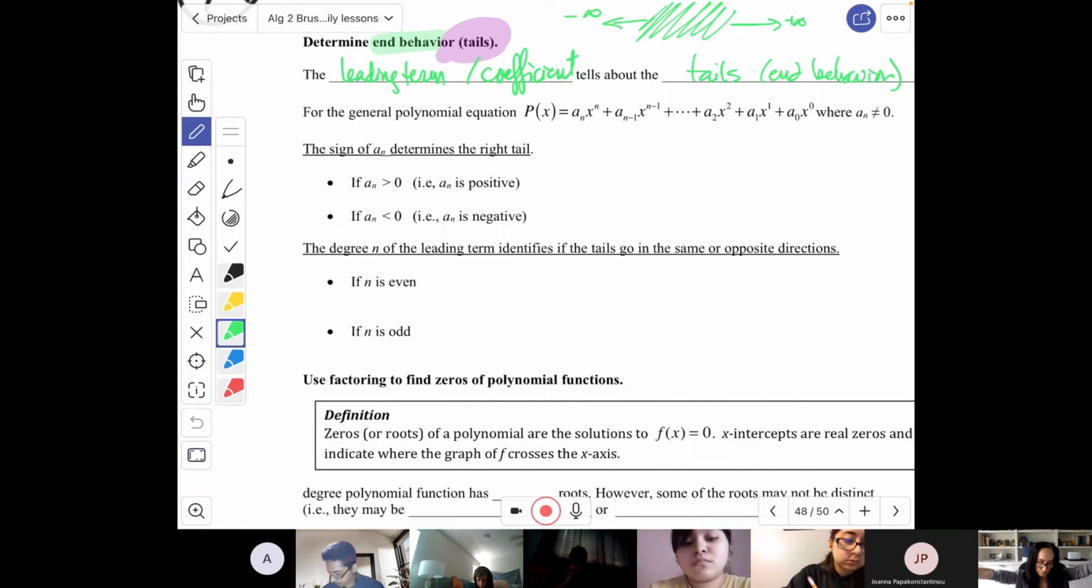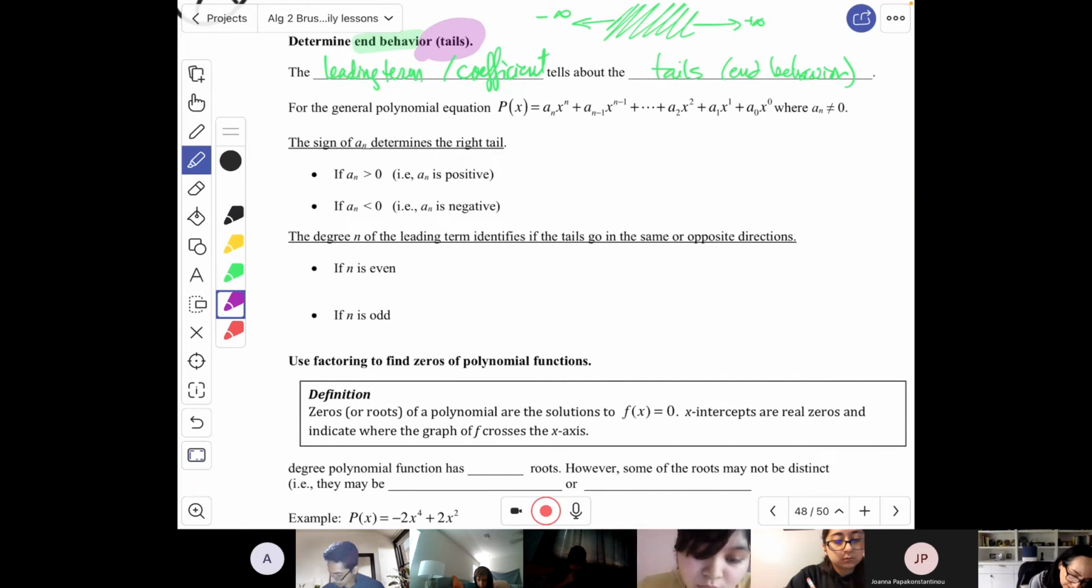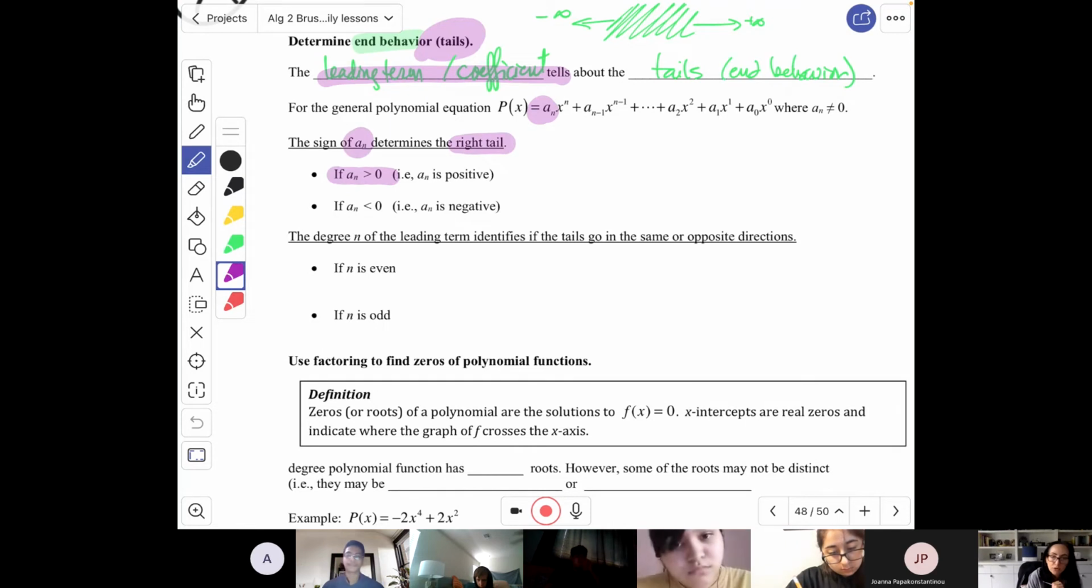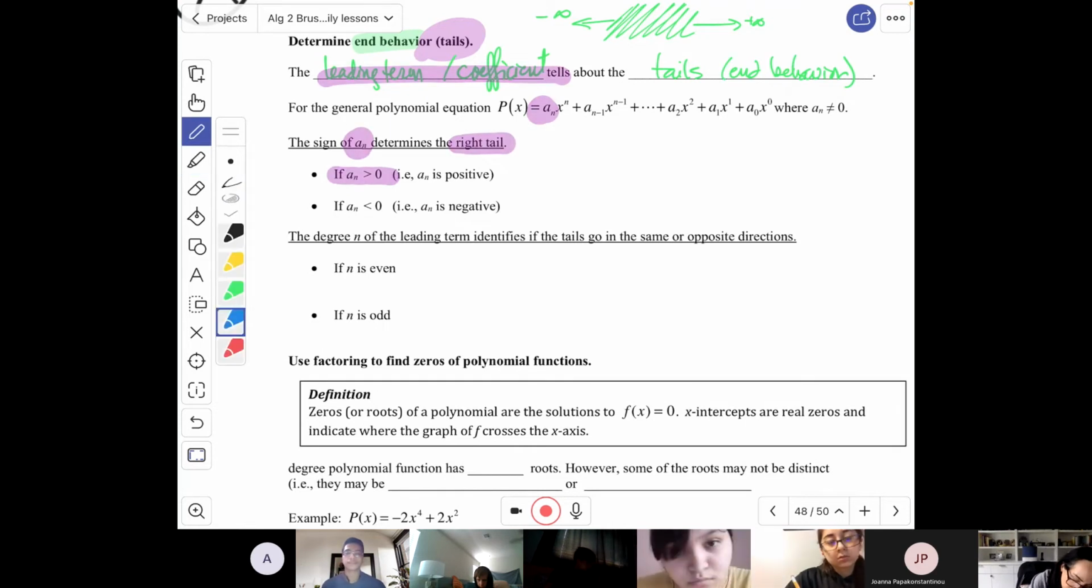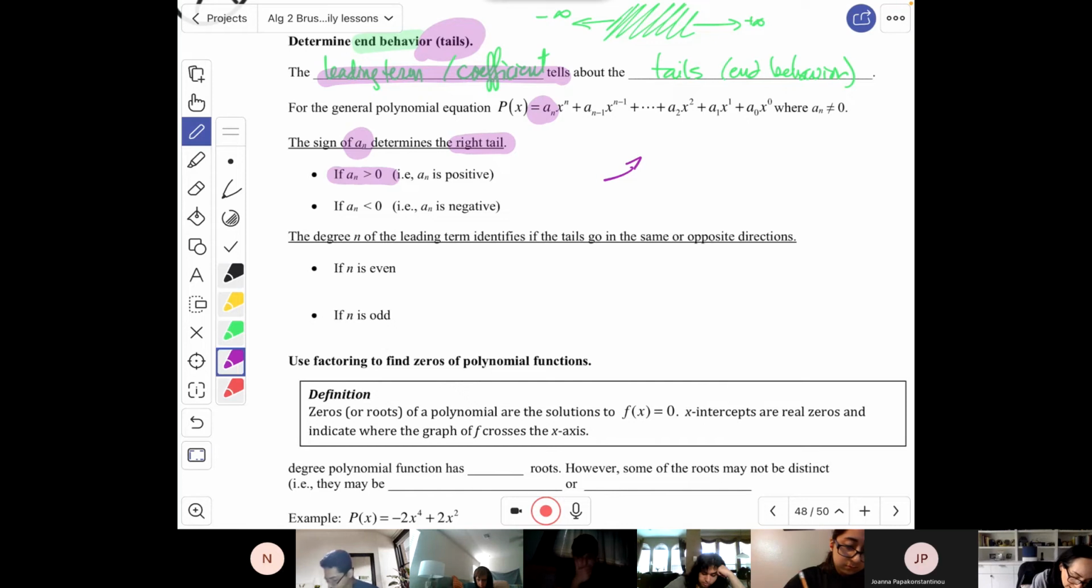That is important. So here we have the general form. If I look at the leading term, the leading coefficient, this leading coefficient tells me what the right tail does. If the leading coefficient is positive, the right tail is going to go up. If the leading coefficient is negative, my right tail goes down. So the leading coefficient tells you about the right tail.